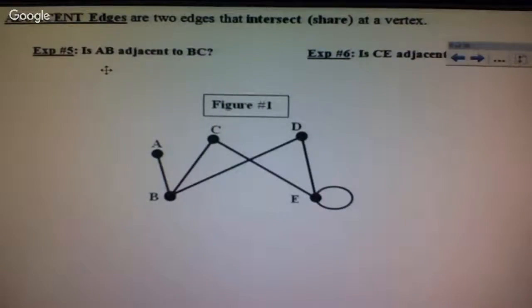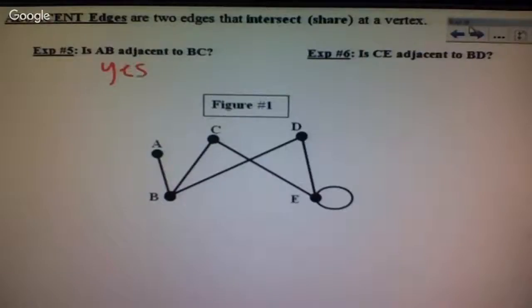Okay. Edges. Edges that are adjacent have to have a point that connects one edge to the other. So there has to be a central point that connects the two edges together in order for them to be adjacent. They have to be side by side. So is AB adjacent to BC? Yes. Are they connected by a point? Yes. They're adjacent because I can literally start at A and go A to B and B to C without lifting my pencil.